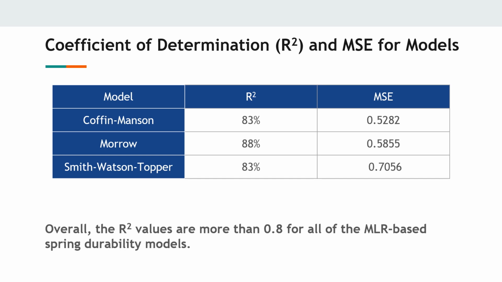The R-square value of the Smith-Watson-Topper MLR-based model is the same as that for the Coffin-Manson MLR-based model, which is 83%. However, the MSE 0.7056 is highest among the three models. Overall, the R-square values are more than 80%, indicating that the models are reliable to predict the fatigue life of automotive coil springs. Regression models with an R-square value of more than 0.9 are classified as very good, whereas those with an R-square value of more than 0.8 are classified as good. However, it shall be noted that there are no hard and fast rules for the R-square value.